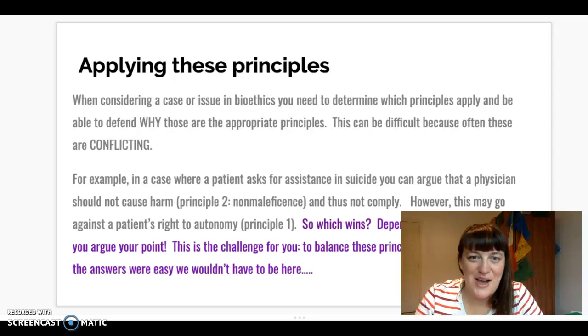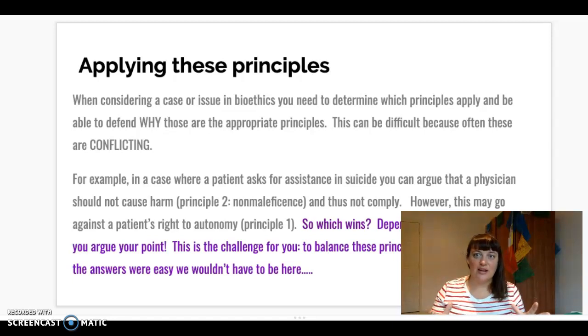Last and not least, when you're applying these principles, you're going to be looking at a case and considering how they play out. You really should try to focus on seeing how each and every principle plays out. Sometimes they won't come into play, like it's just not a factor. And sometimes they're going to be in conflict with each other. So you have to do that balancing.